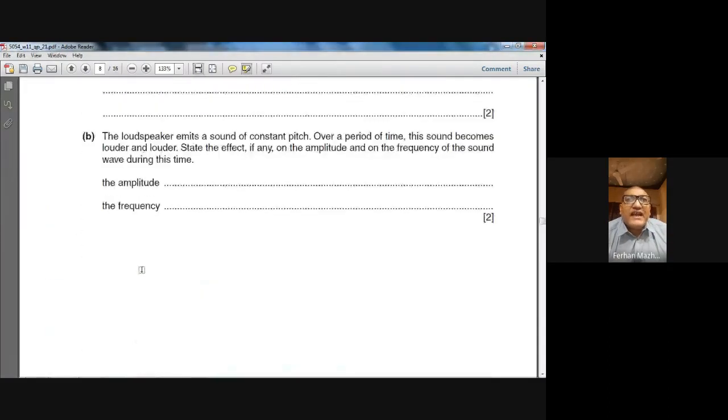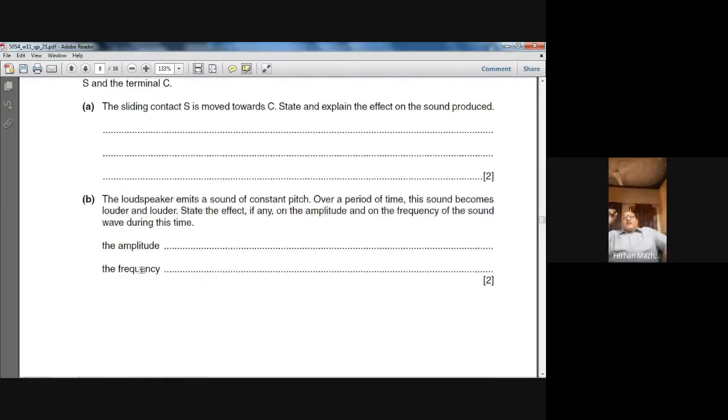So, question number 7, and it's B part. The loudspeaker emits a sound of constant pitch. Over a period of time, this sound becomes louder and louder. State the effect, if any, on the amplitude and on the frequency of the sound wave during this time. The amplitude.